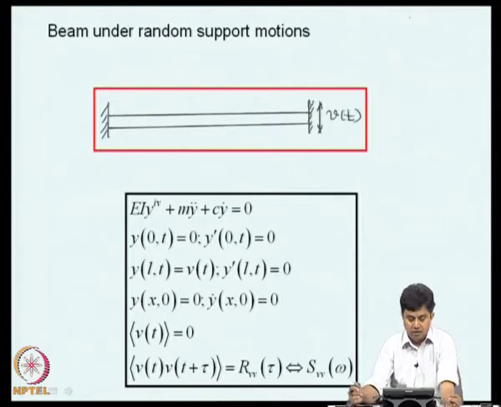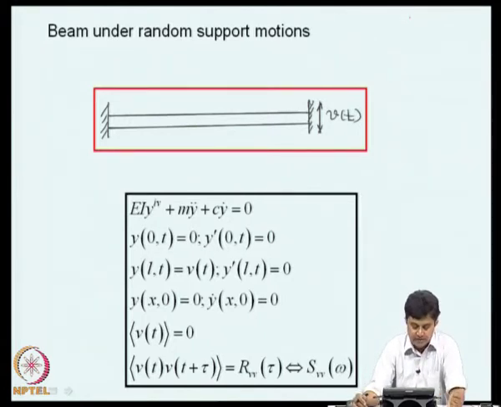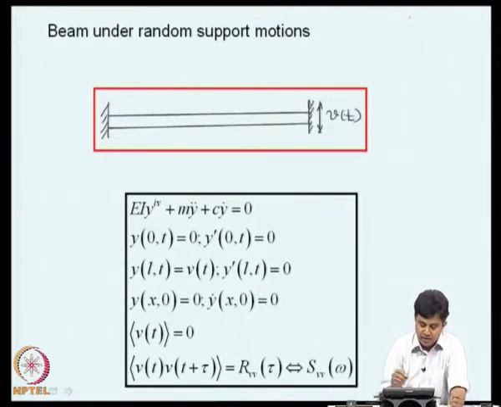Now, we already outlined the formulation for response of a beam under time dependent boundary conditions. We will now consider the time dependent boundary condition to be a random process. So, we will consider a clamped beam with one of the supports being subjected to a time function v of t, which is modeled as a stationary random process.